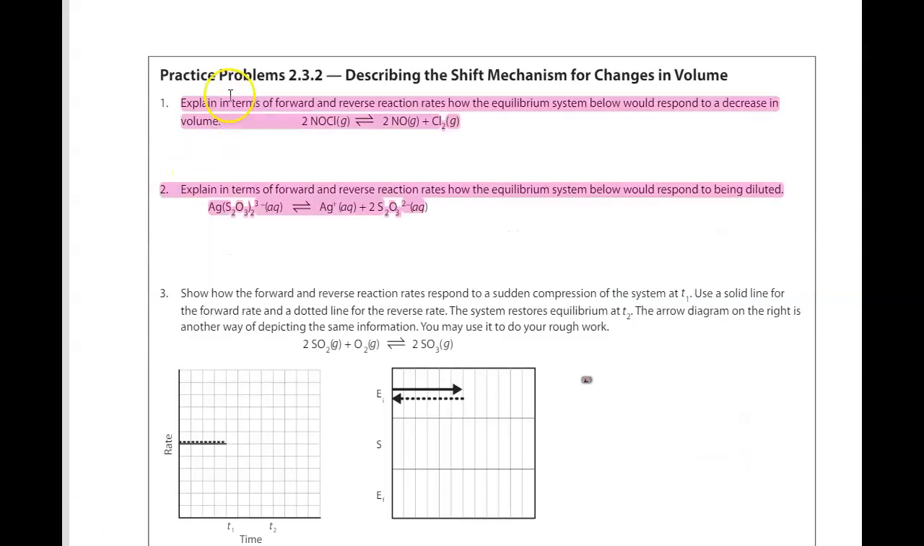I flipped the page, looking at practice problems 2 and 3 here in pinky purple. Please try practice problems 1 and 2, write your answers down in your book, pause the video, come on back when you're done and see how your solutions compare to mine.